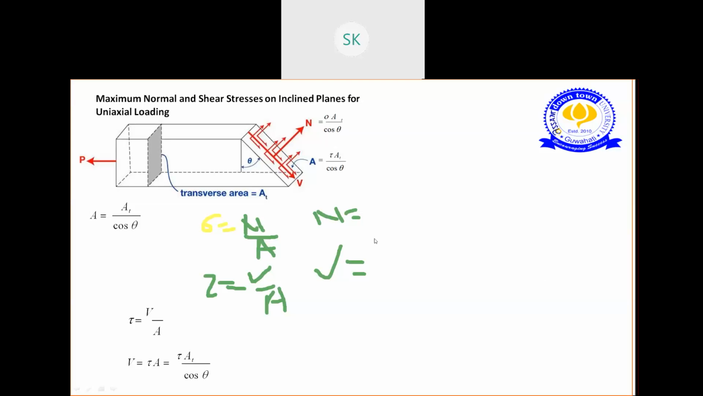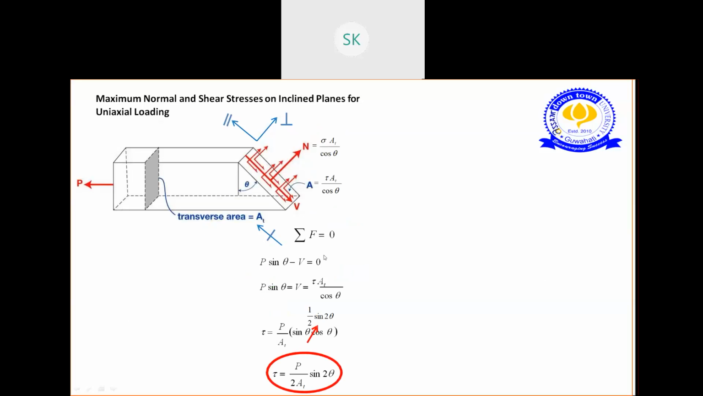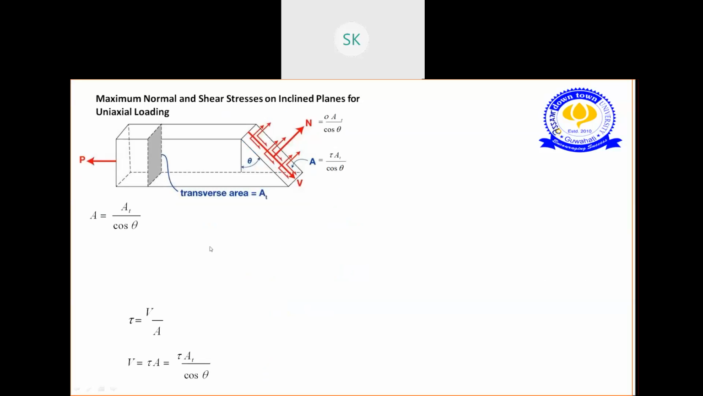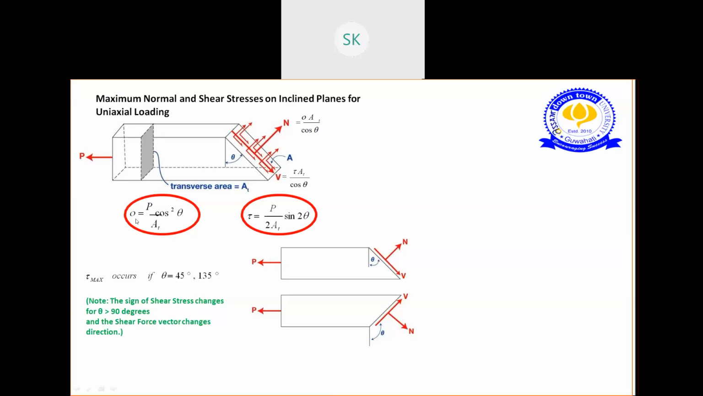Okay, so from here we got the N and V values. After getting these, we took the equilibrium condition and got the relation between N and P and V and P. So this is our relation for tau. We got a relation of sigma and P in this format, and a relation for tau and P in this way.